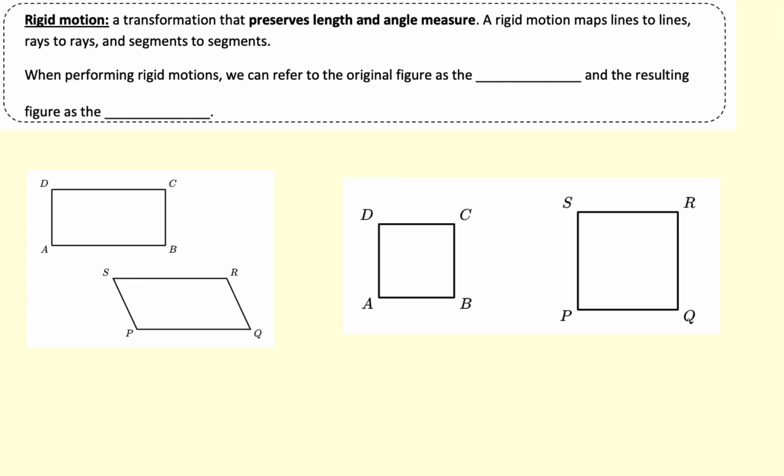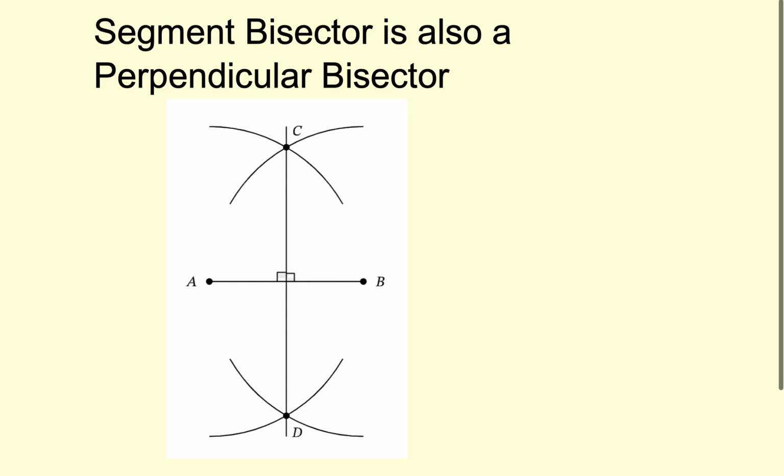This is in contrast to something that is not rigid motion. This is an example of something that is not rigid motion. You can see that the angles have changed. This angle right here is a right angle, and this is no longer a right angle. Over here, it looks like this is a right angle and this is a right angle, but it doesn't look like this is the same size as this. So this and this are not the same size. So those would be examples of things that do not represent rigid motion.